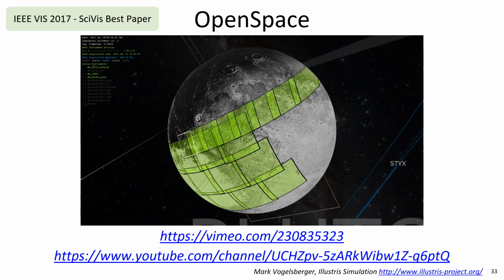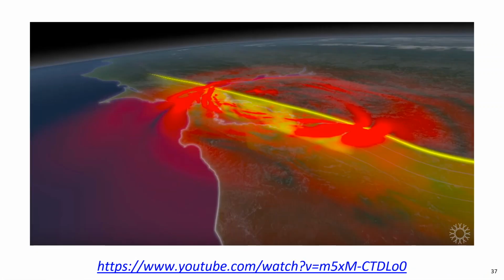And then you can play around with some other things. So this is the Viz 2017 Best Paper Award for Open Space. You can play around with it. It's the surface of the Moon. Here is, I do believe, tsunami and earthquake information and how it propagates around the world.